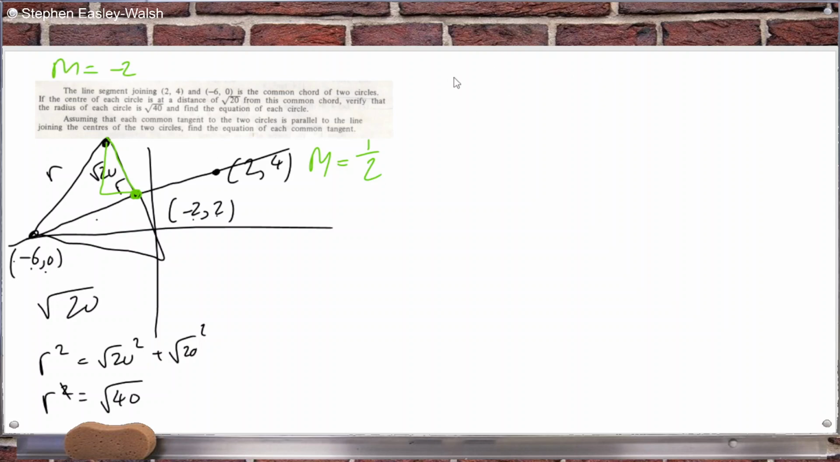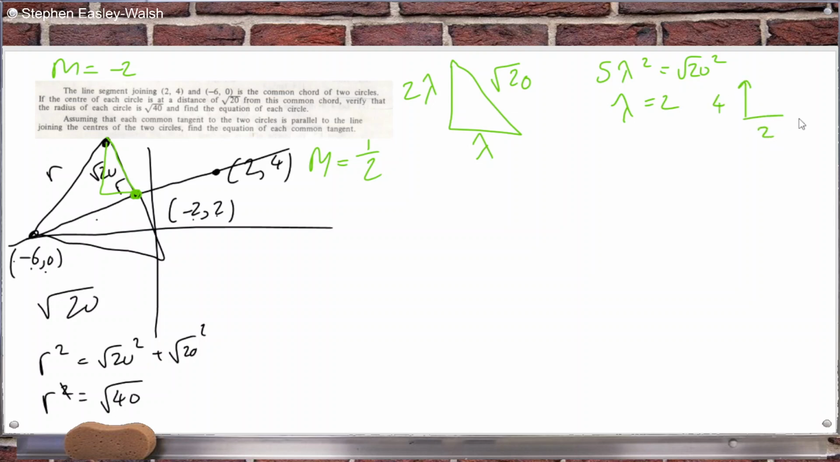So if I draw that triangle, we have to go out 2 lambdas here and lambda here, and that's supposed to be √20. So from Pythagoras, you get 5 lambda squared equals √20 squared. So lambda is 2. So that means you'll have to go out 2 and up 4. And then the other way will be the same. Right 2 and down 4 to find these 2 points here.